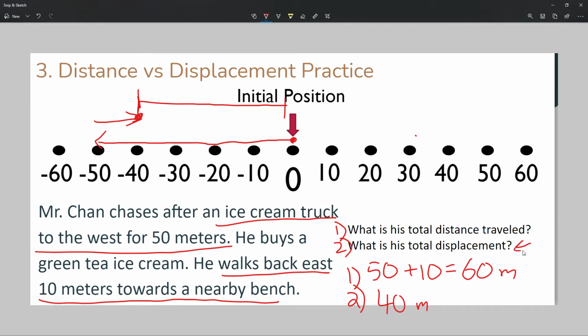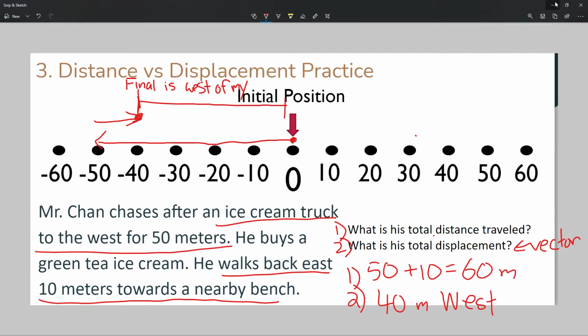But displacement is a vector, which means that I must include direction. Where did I end up in relation to my initial position? Where is my final position in relation to my initial? Well, my final is west of my initial position. So we're going to say 40 meters west. And so this would be an appropriate answer, right? Displacement is a vector, which means you must have direction.